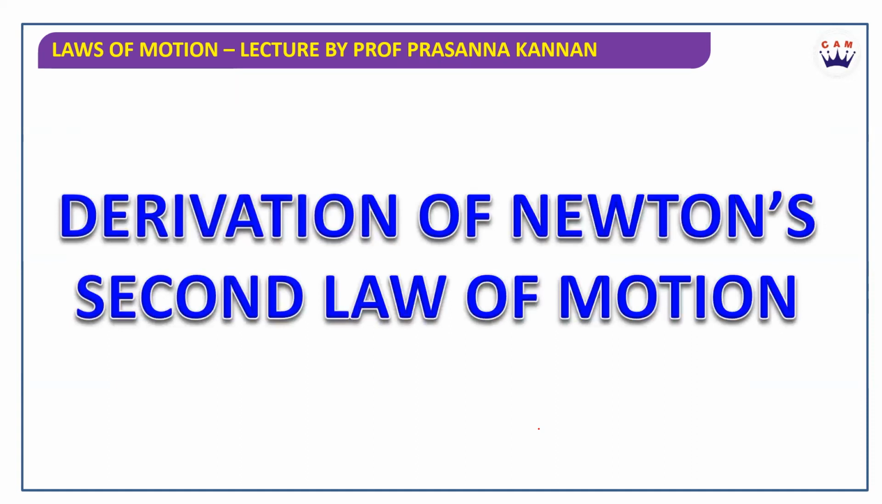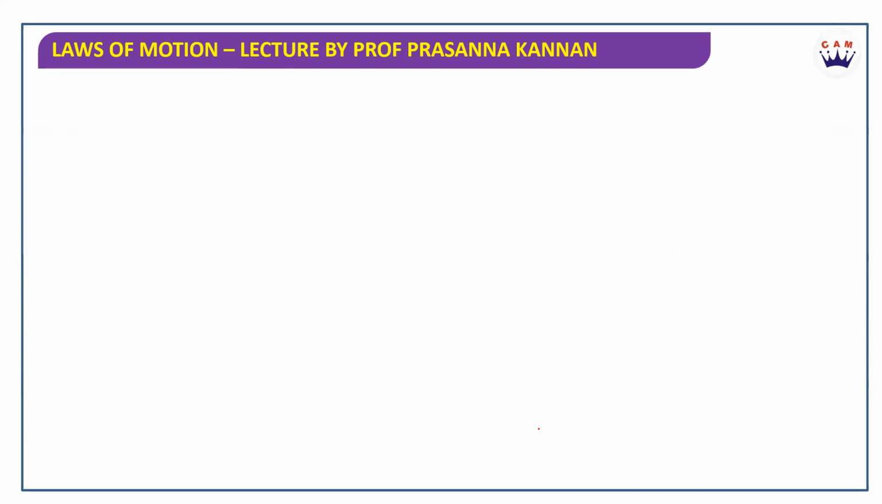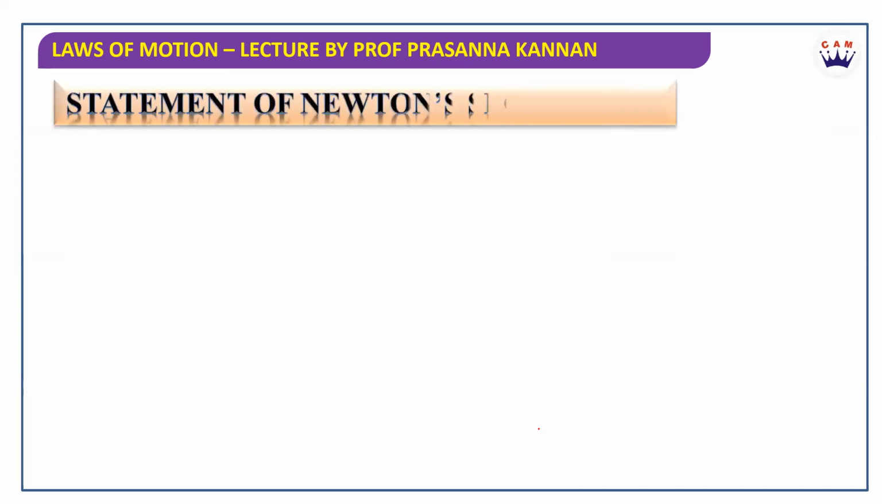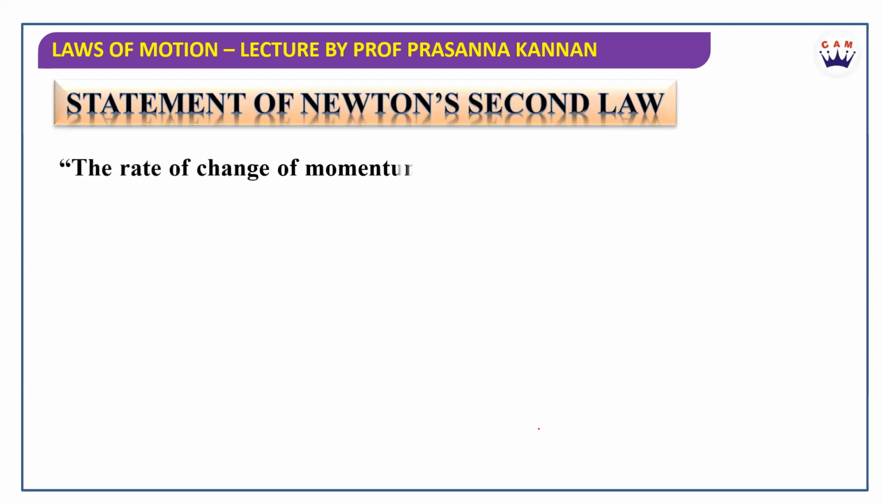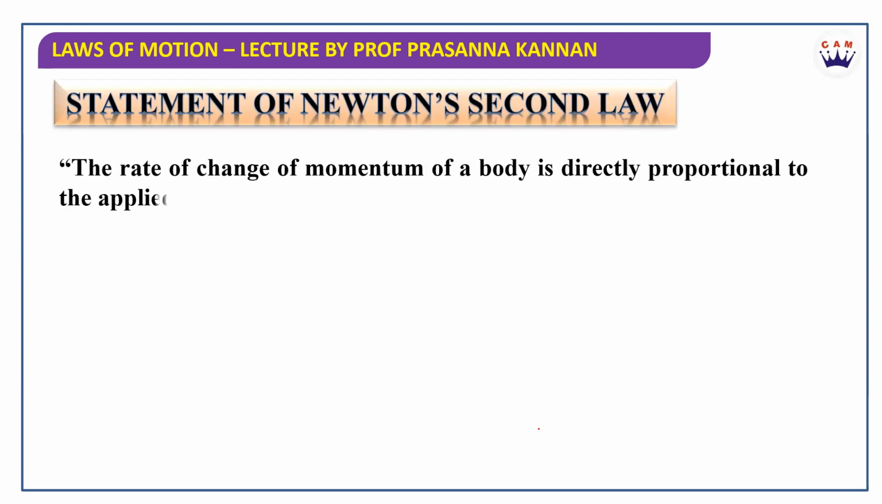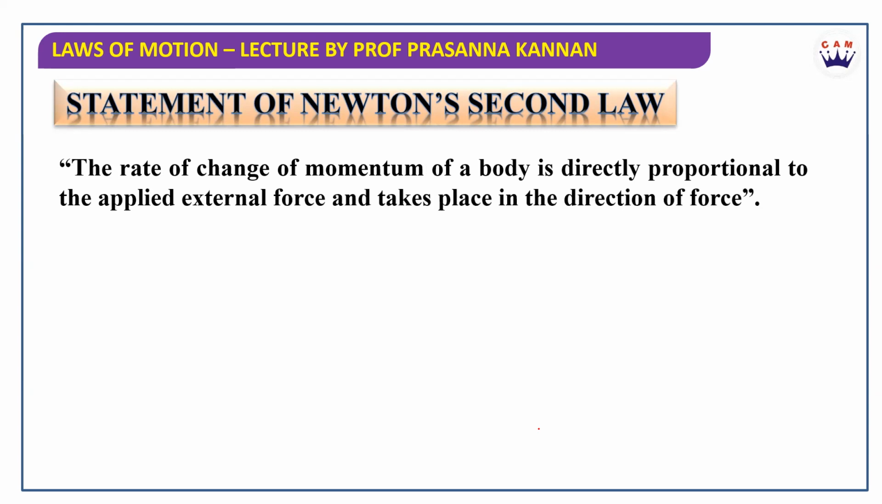Okay, this is very, very important. Derivation of Newton's second law of motion. Extremely important question. So what is the statement, guys? Rate of change of momentum of a body is directly proportional to applied external force, and it takes place in the direction of the force. So what is the formula? F is equal to dp by dt. I will just write it and show you, then I will show it on the PPT.